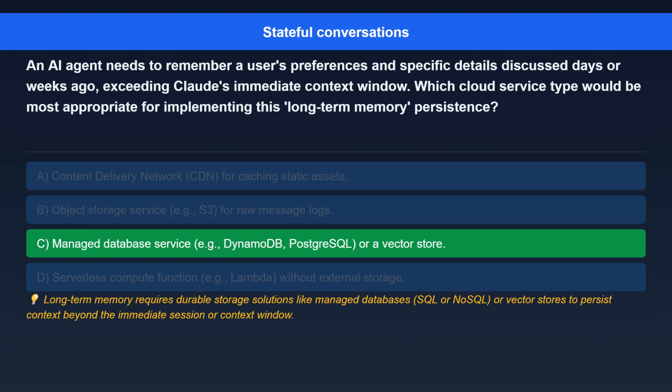The correct answer is Managed database service, e.g. DynamoDB, PostgreSQL, or a vector store. Here's the explanation. Long-term memory requires durable storage solutions like managed databases, SQL or NoSQL, or vector stores to persist context beyond the immediate session or context window.